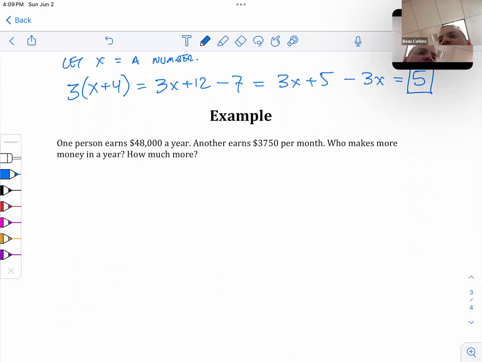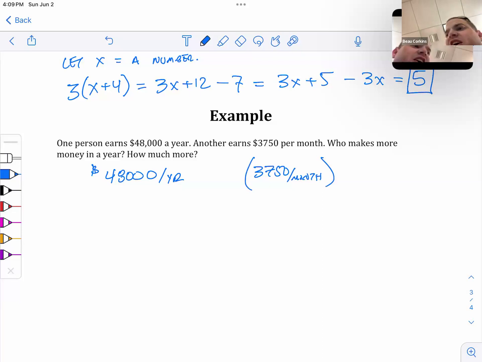One person earns $48,000 a year. Another earns $37.50 per month. Who makes more money in a year and how much more? So this is all about the units, $48,000 per year. And since this is $37.50 per month, we need to get them into the same units. So I need to multiply this value by 12 months per 1 year.